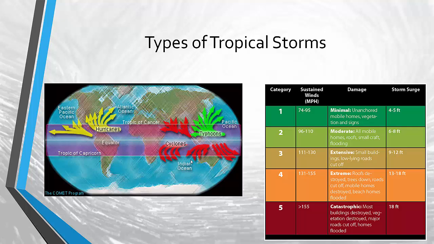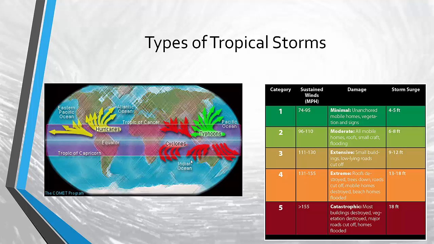When speeds of a storm reach approximately 39 miles per hour, it is classified as a tropical storm. When speeds reach 74 miles per hour, the storm is called a cyclone or hurricane. Tropical storms are classified in 5 different categories.